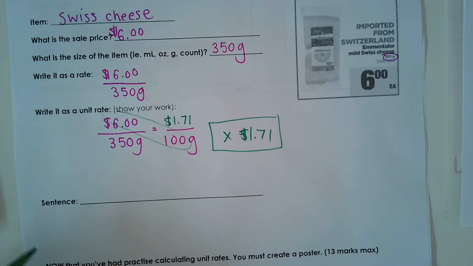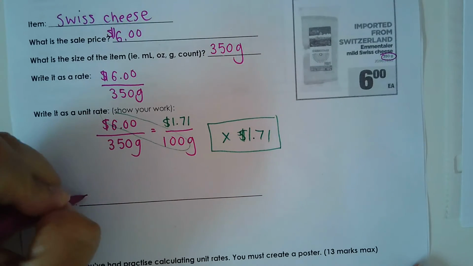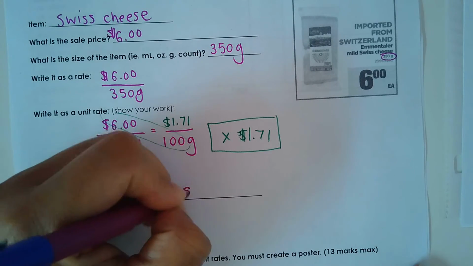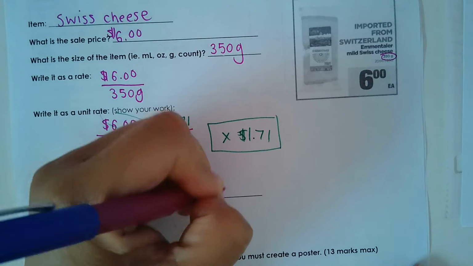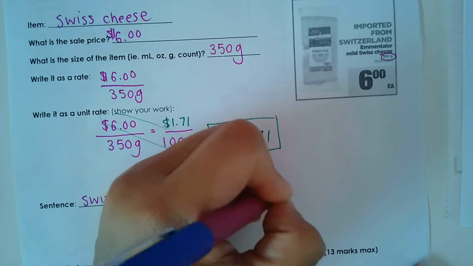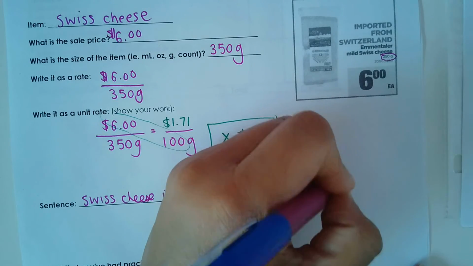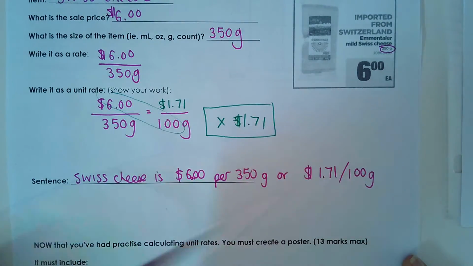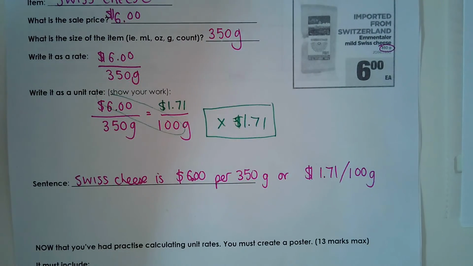And what we want to do is we want to write a sentence. So we're going to be looking for your communication skills as well in the poster. So the sentence would be Swiss cheese is $6 per 350 grams, or it is $1.71 for 100 grams.